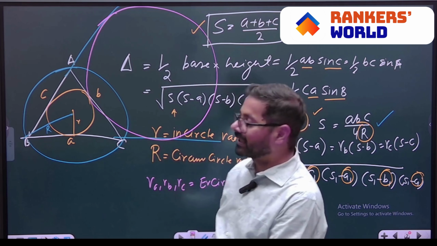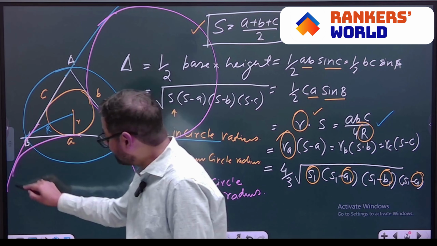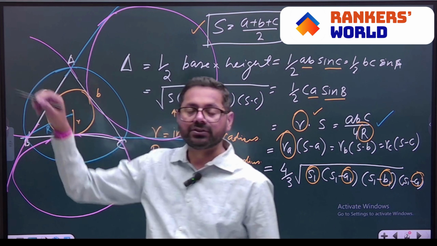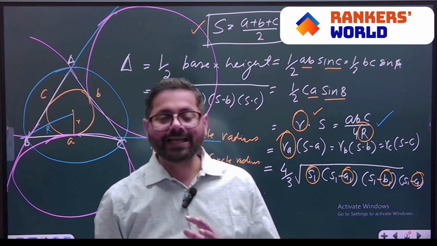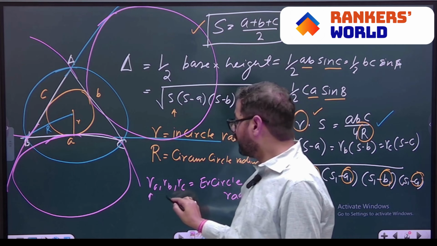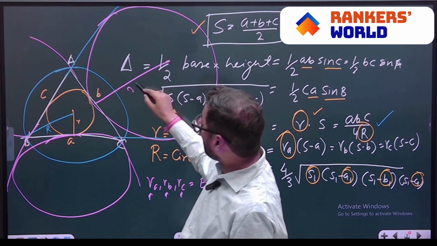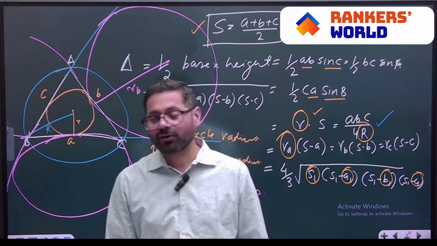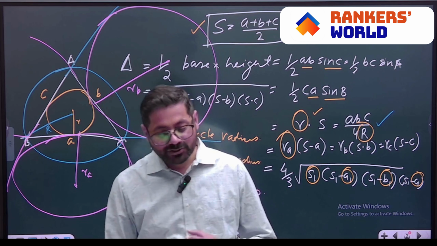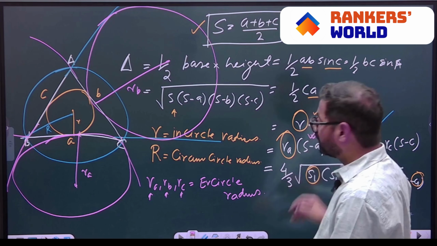How many such circles can I draw? I can extend this to the bottom and make a circle here also. Same way I can draw on this side. So basically, one triangle can create 3 ex-circles. So we have 3 ex-circle radii. This is called RB because it is made on B. This will be called RA. Based on these values, I can find out the area of a triangle.